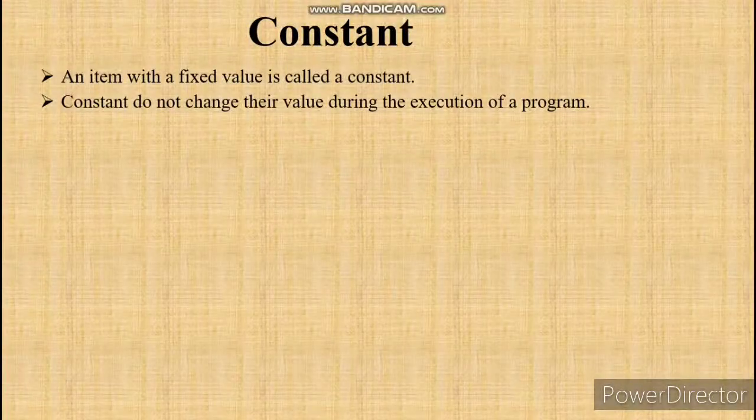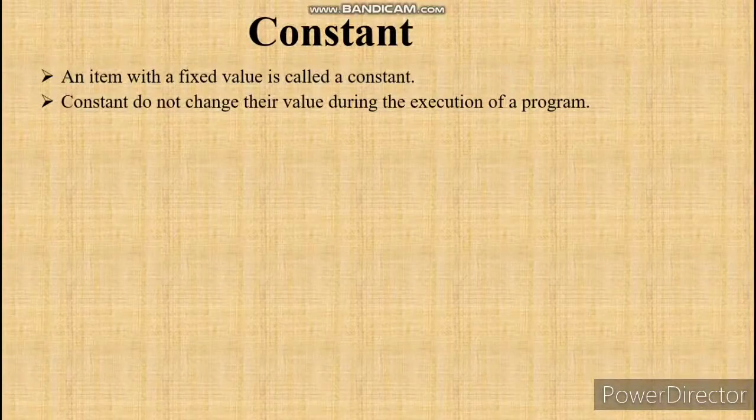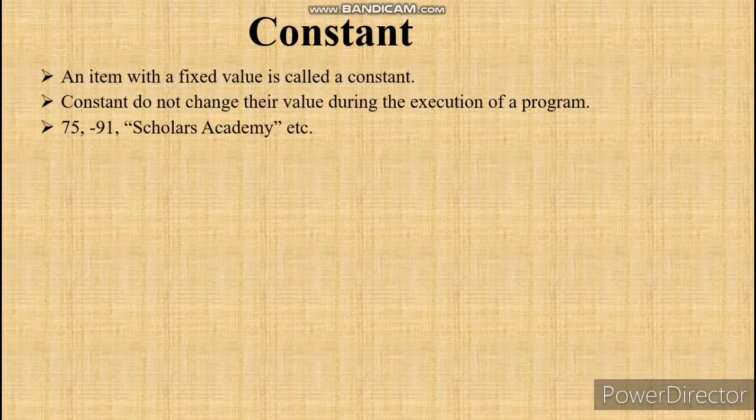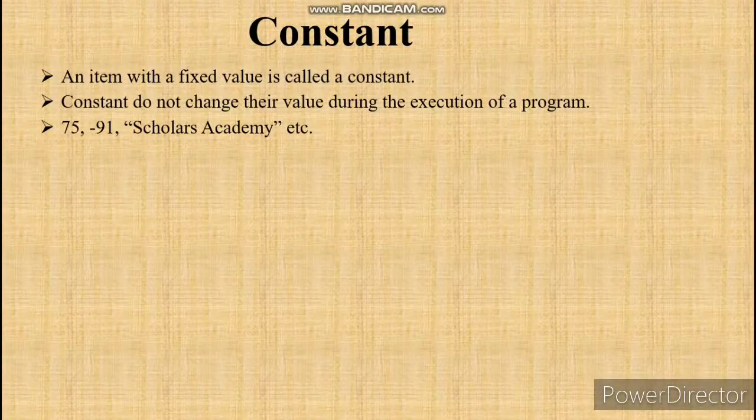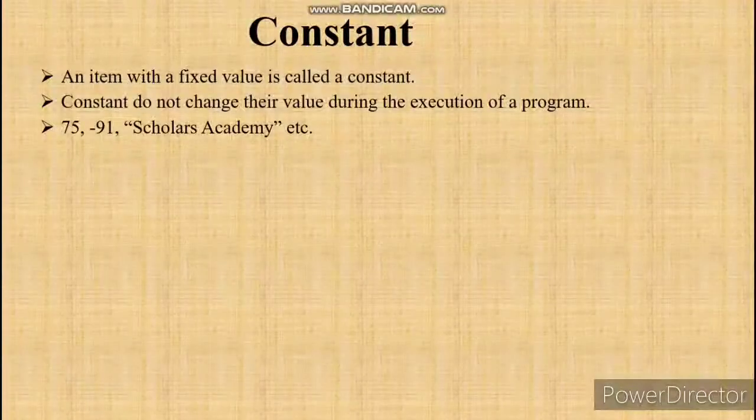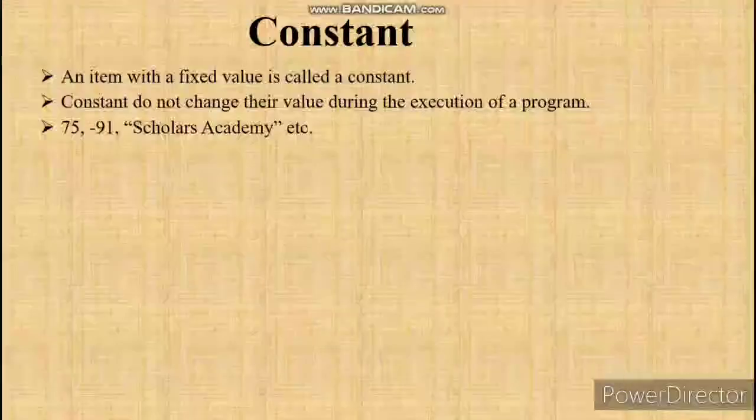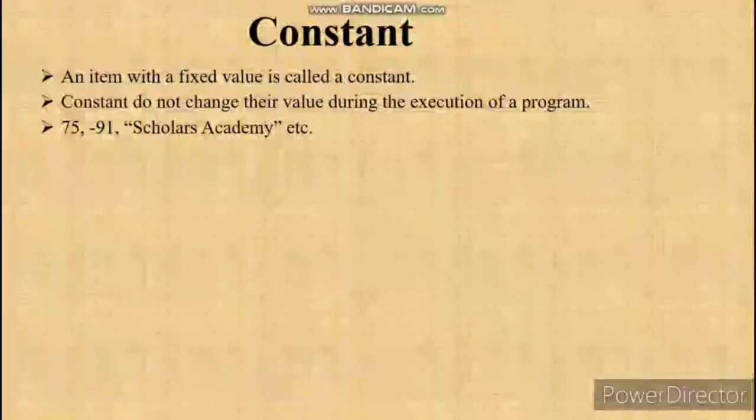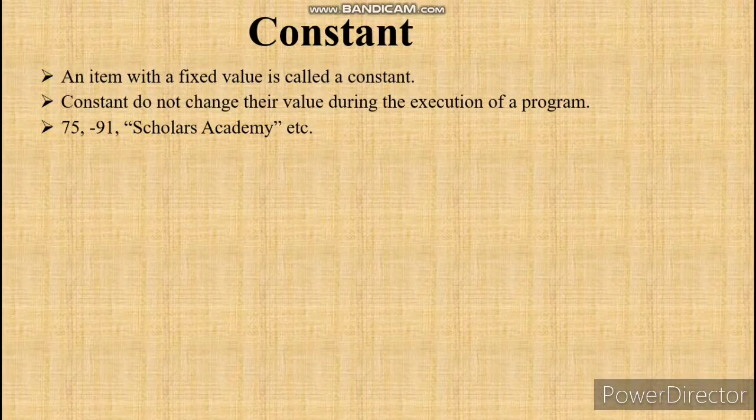Constants do not change their value during the execution of a program, right? For example, 75, minus 91, Scholars Academy, etc. Fine? I hope you understand. I repeat once again: a constant is an item whose value does not change during the execution of the program.